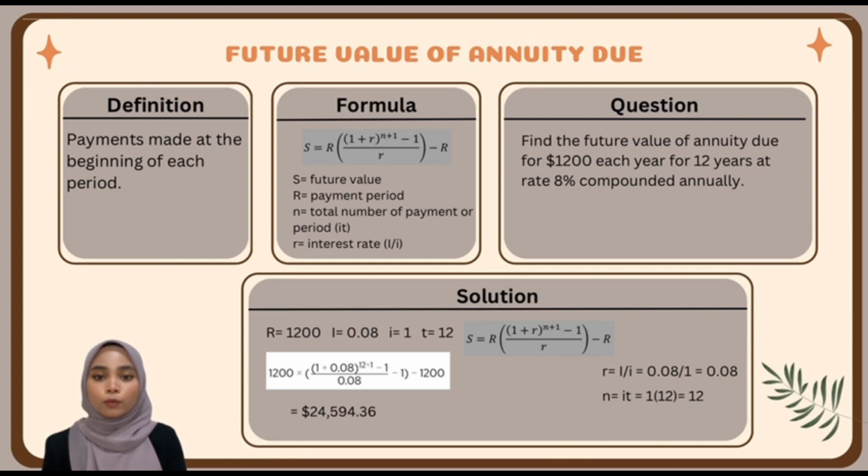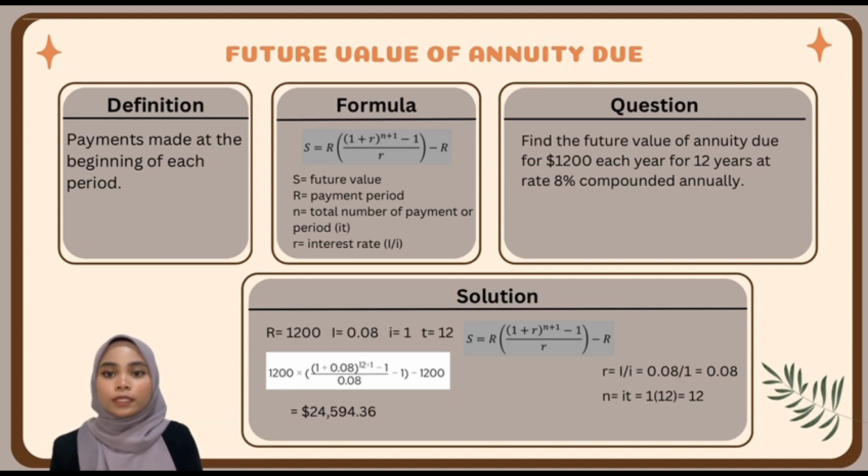To fulfill the formula, we must find the amount of R and N. To find the small r, the interest rate per year, I divided by the number of compounds per year, small i. To find n, the number of compounds per year, small i, times the number of years, t. From that, we can get the amount of small r is 0.08 and the amount of n is 12.